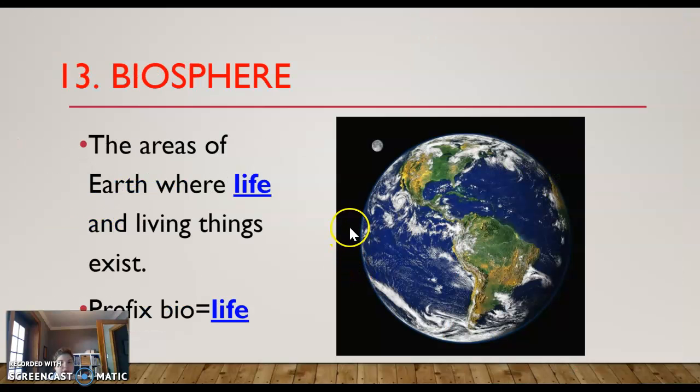And all of these biomes combine to make our biosphere. Biosphere, as you remember, would be all of the living things that exist on the planet. The prefix bio means life. So all of the life forms that stitch together to make our planet as unique as it is.